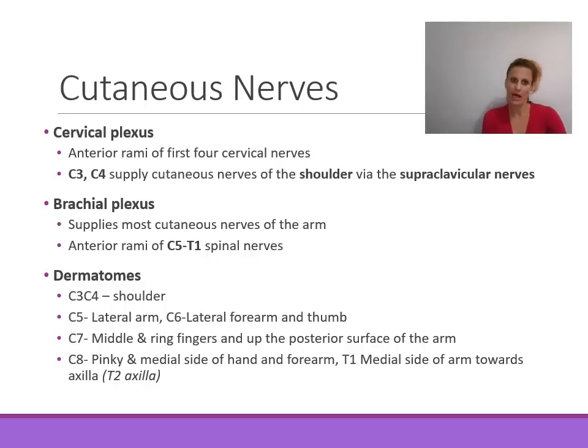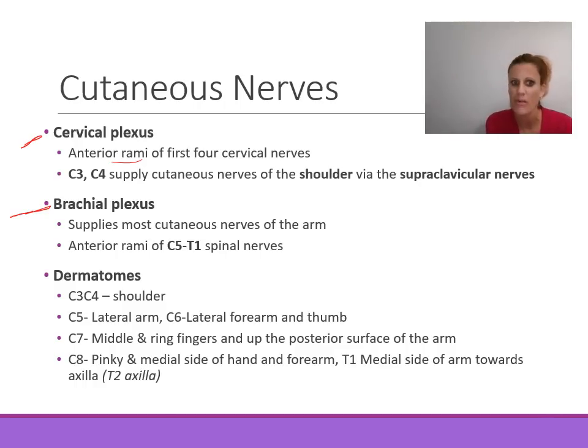Cutaneous nerves relay sensations from the cutaneous regions of the arm. Most of the arm is served by the nerves of the brachial plexus. However, there is a small part of the arm, the shoulder region, that is served by nerves of the cervical plexus. The cervical plexus is formed by the anterior rami of the first four cervical nerves, so C1 through C4. C3 and C4 are the only ones that pertain to the arm.